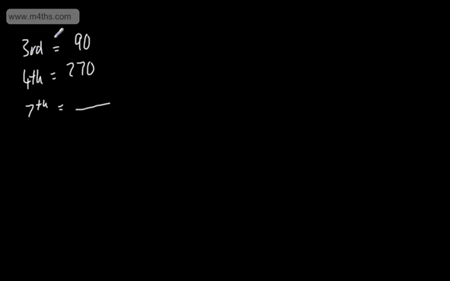We would be told that this is a geometric sequence. So if we look at the third term, we can say that A sub 3 will be equal to AR to the power of 2. This is just using A sub n is equal to AR to the power of n minus 1.